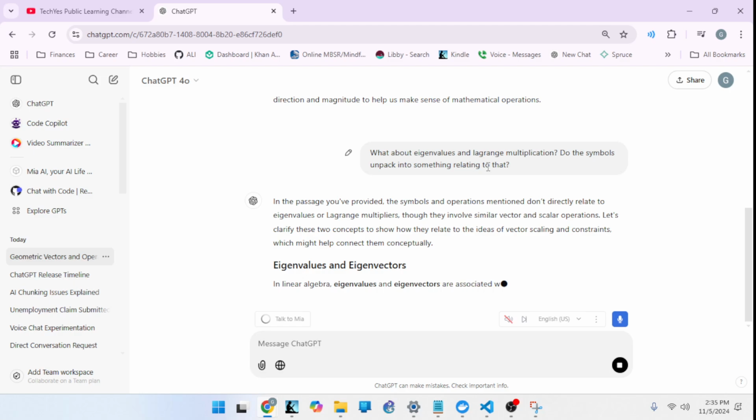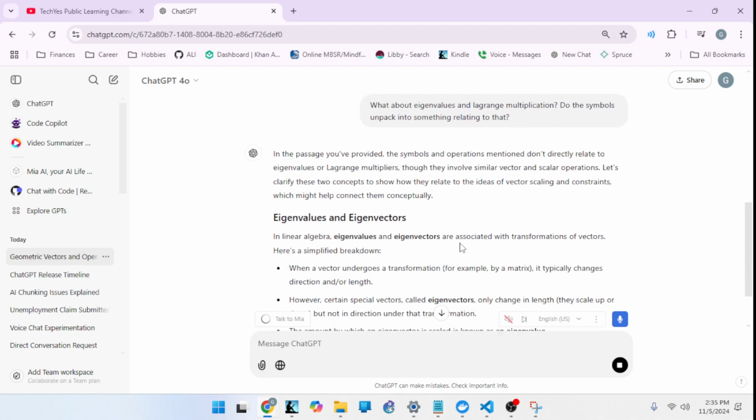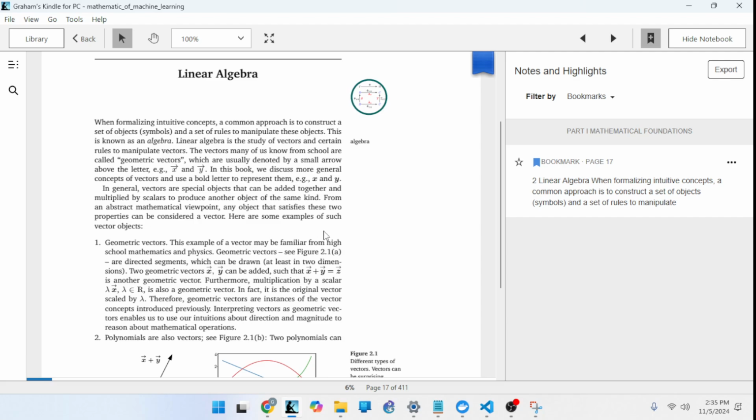In the passage you provided, the symbols and operations don't directly relate to those. Okay, well, interesting. All right, so let's keep going.